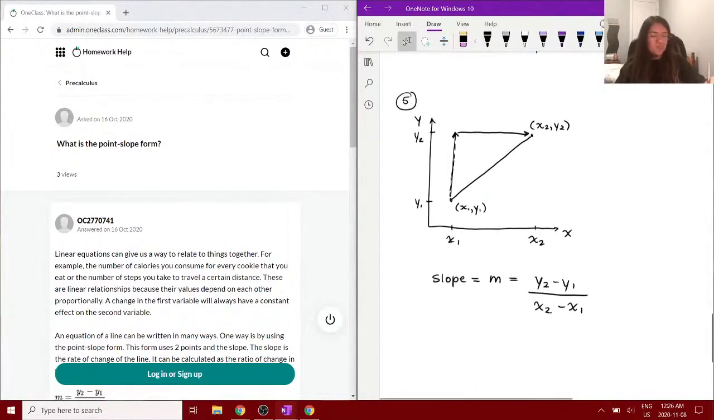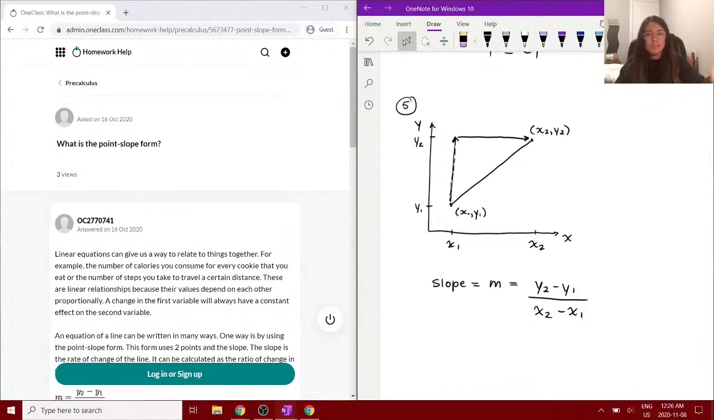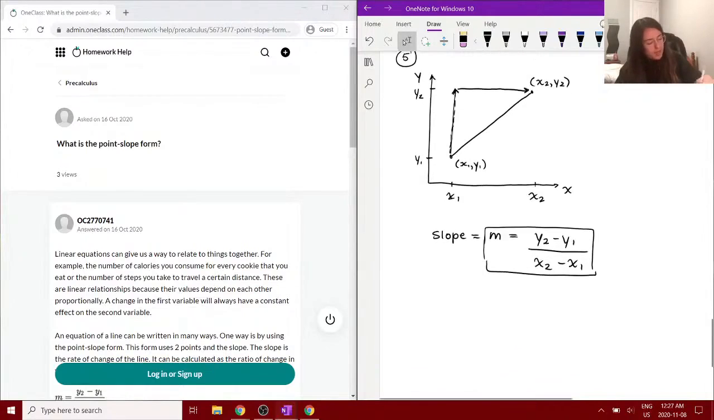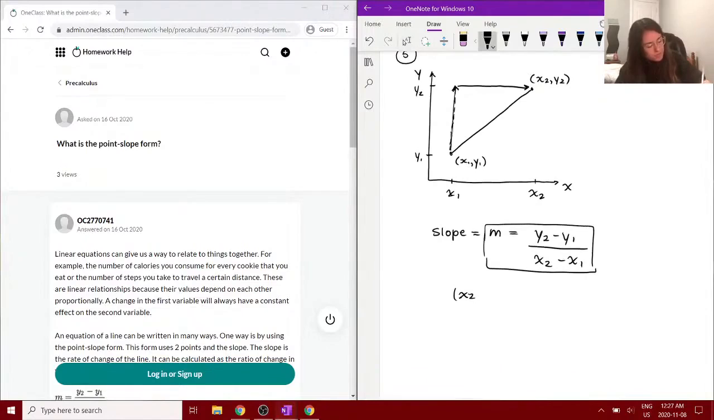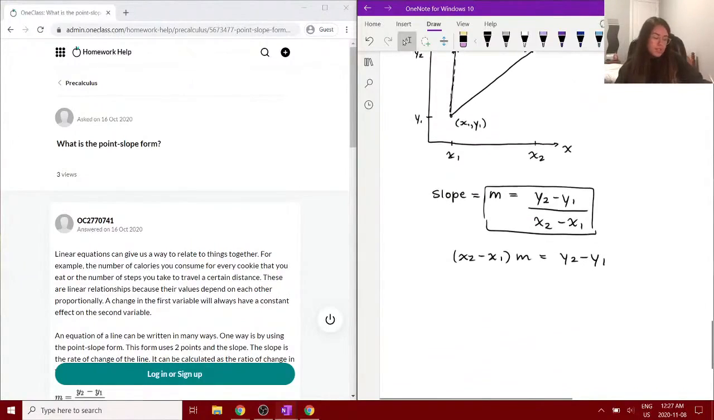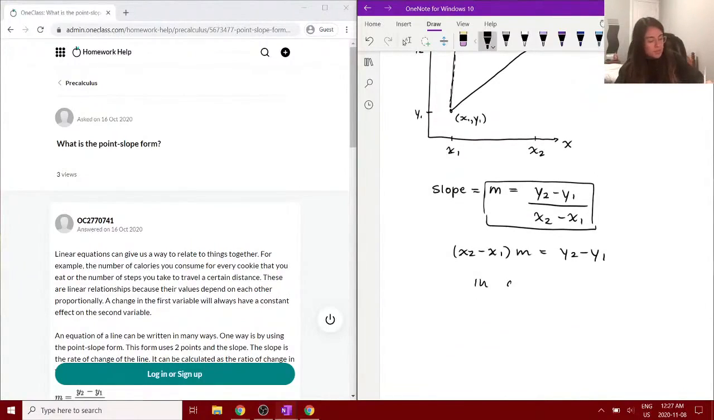Might be a little bit of a confusing way of explaining that. If you've seen this before, it's probably already pretty obvious to you that this is what the point slope form looks like. You can also rearrange it, of course. m times x2 minus x1 is equal to y2 minus y1, or sometimes you could generalize this. I'm just going to write in general.